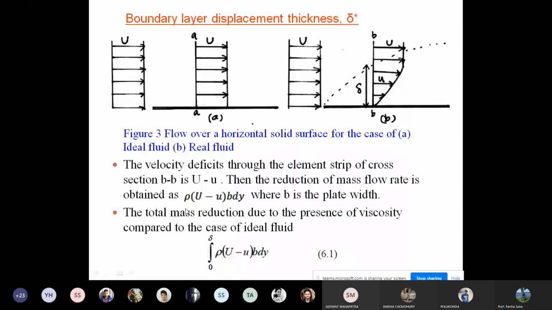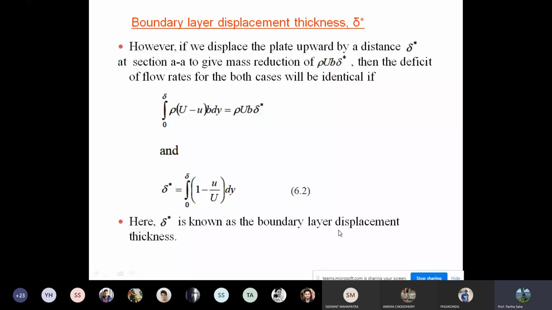Here B is the plate width, dy is the thickness of the strip in the boundary layer, and rho is the density of the fluid. If you multiply that with the velocity, you get a reduction of mass flow rate. The total mass flow rate reduction will be the integral of that over the whole boundary layer thickness, from 0 at the leading edge to delta. If you integrate this, you can get the total mass reduction rate. So let's look into the next slide.